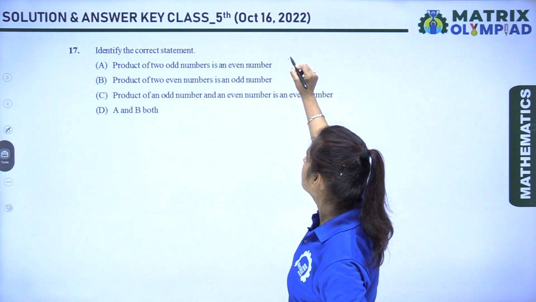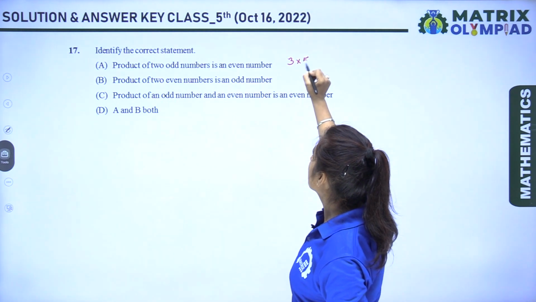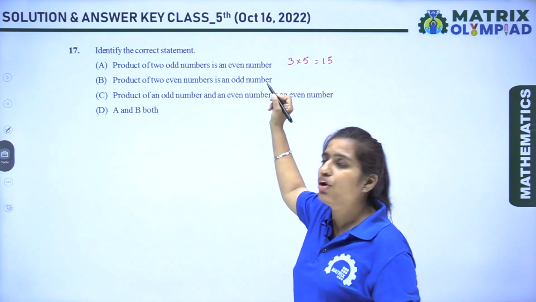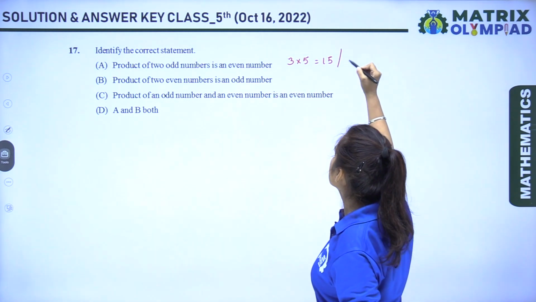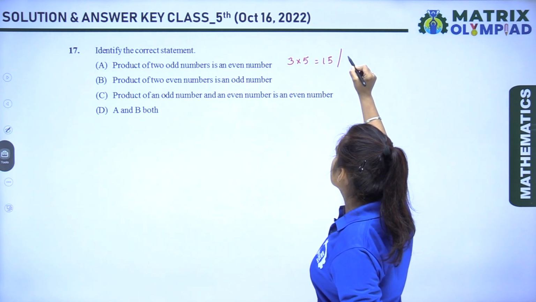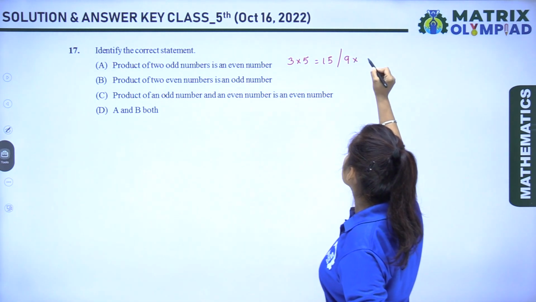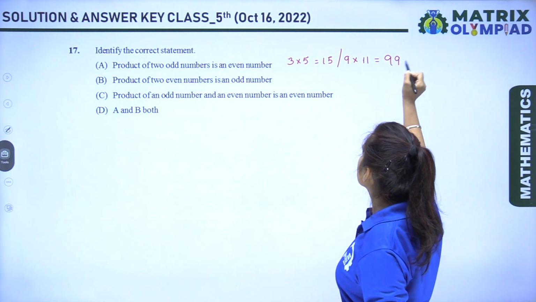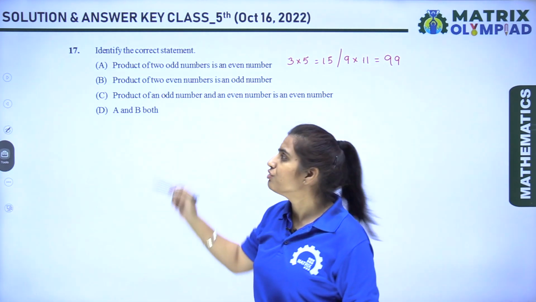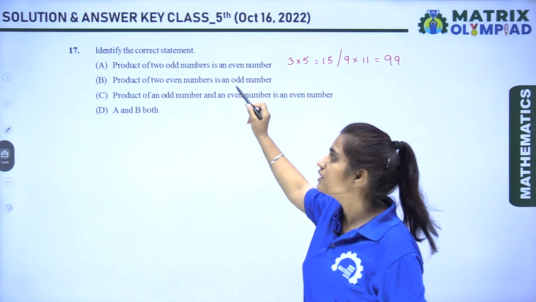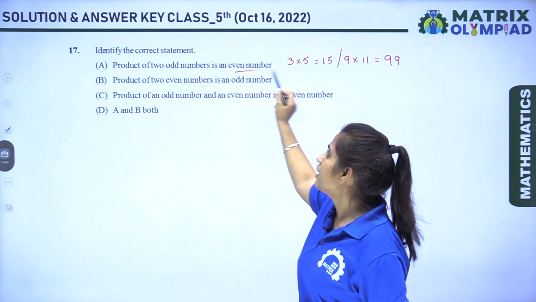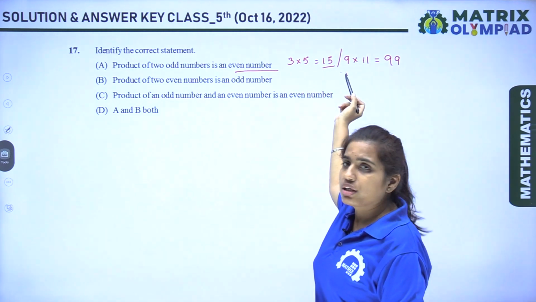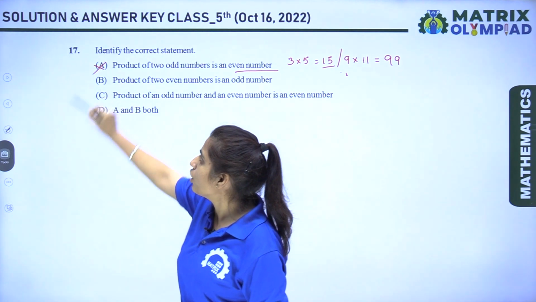Let's take an example of two odd numbers, 3 and 5. It gives us 15. 15 is again an odd number. Let's take another example: 9 and 11. The product is 99. It is again an odd number. So the first statement is not true, because it says the product of two odd numbers is an even number, and we are getting the product of two odd numbers as an odd number. So statement 1 is not correct.